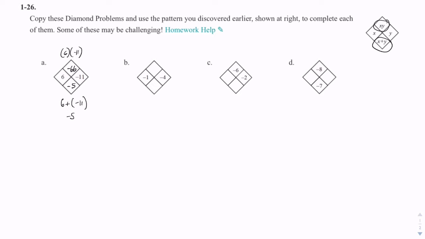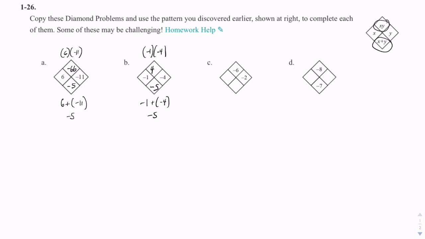And then for B, again, they give us the two easier numbers. So the bottom, I have negative 1 plus negative 4. That's negative 5 in the bottom diamond. And the top, I have negative 1 times negative 4 multiplied. That's 4, right, in the top.